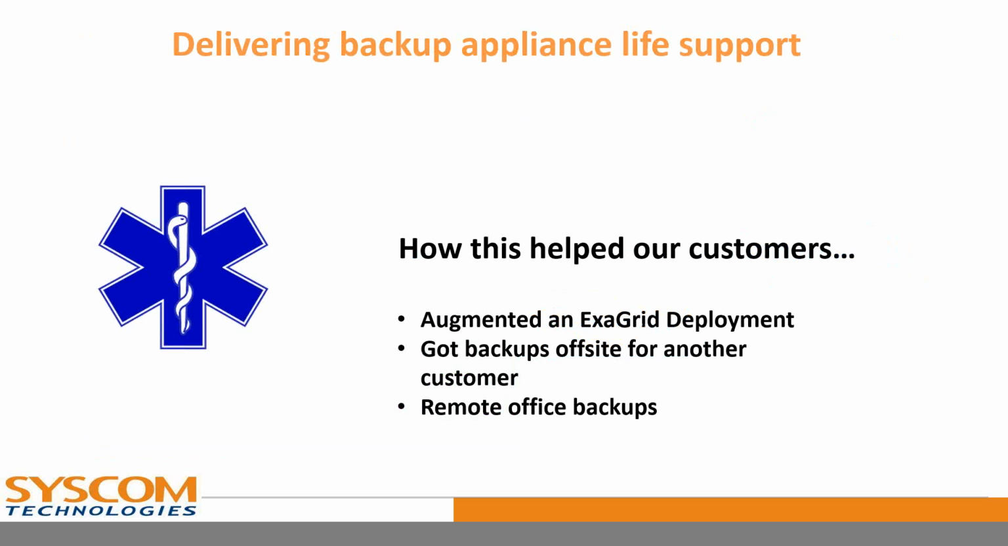So how has this helped our customers? Basically, it can augment your Exagrid deployment. If you are out of space on your Exagrid, or if you don't have a second Exagrid, a lot of customers don't have a second site, so they have one Exagrid, which is very good at deduping and compressing, but they want a third copy off-site. So we can utilize the Amazon Web Services storage gateway to get that off-site.